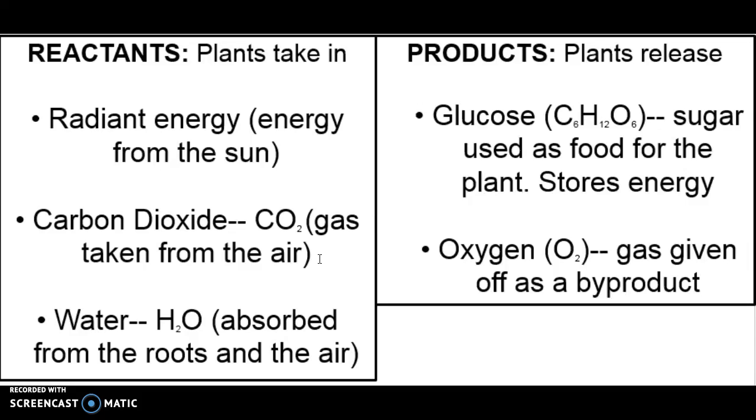The third reactant is water. Water is absorbed from the roots and the air. That should be a keyword as soon as you see on your test when it starts asking you about the reactant that is taken in from the roots. That should be your keyword to know that I'm asking for water. So those are your three reactants, the things that the plant takes in to perform photosynthesis.